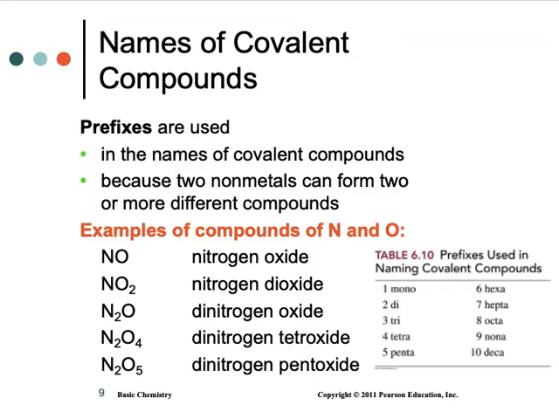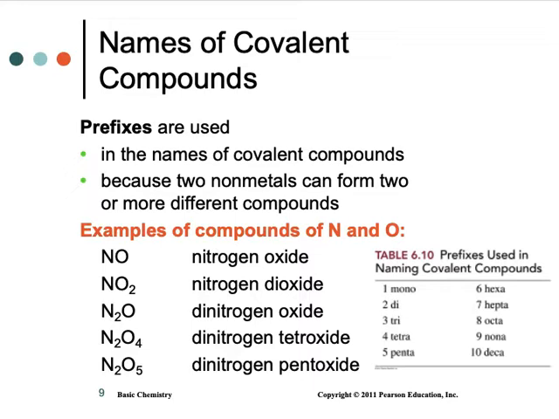So if you have something that has more than 1, you'll call it di, tri, tetra. If you have something that's 1, you usually call it mono. Now that would be with the exception of the first one. If you were to say 1 nitrogen and 1 oxygen, you would just call that nitrogen, and then the oxide would be monoxide. Nitrogen dioxide, dinitrogen oxide, dinitrogen tetroxide.